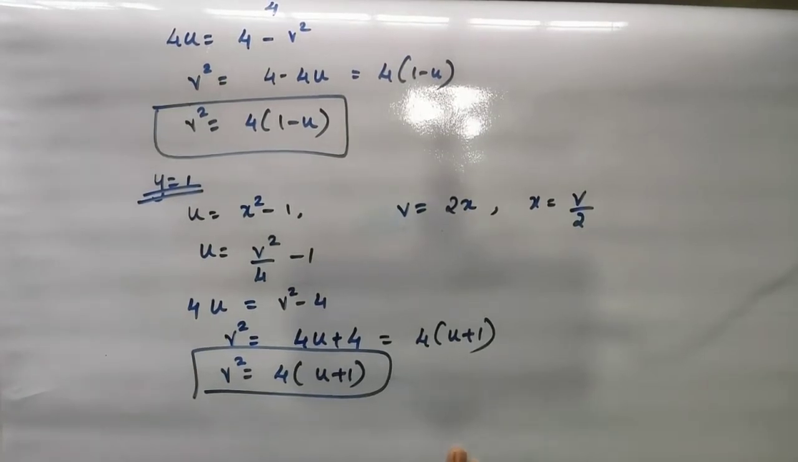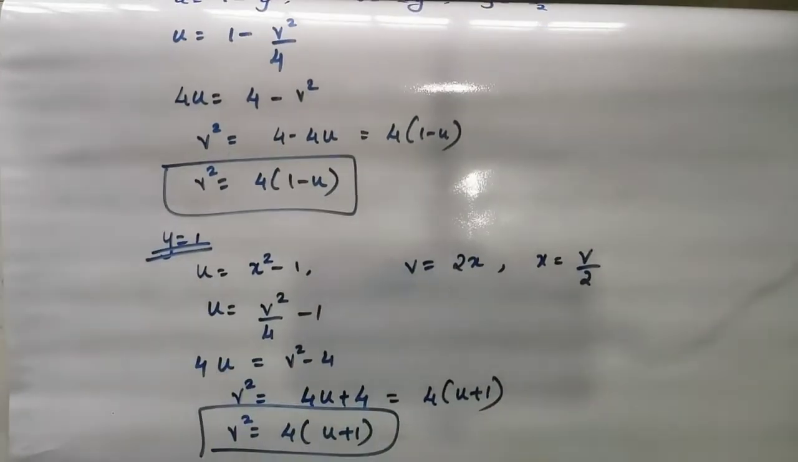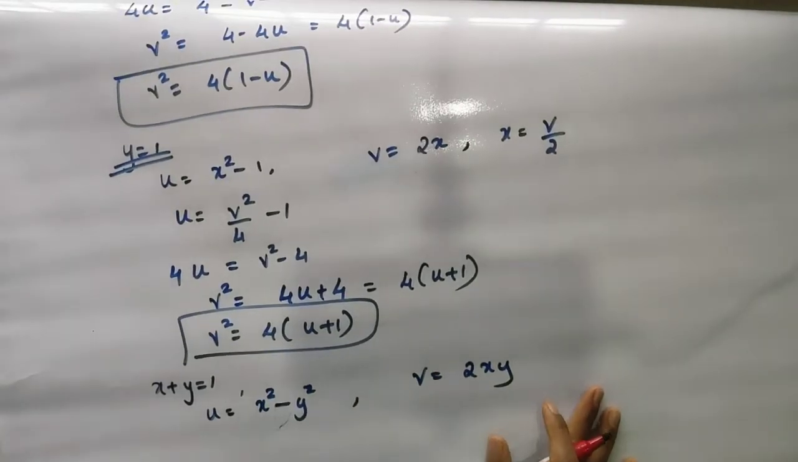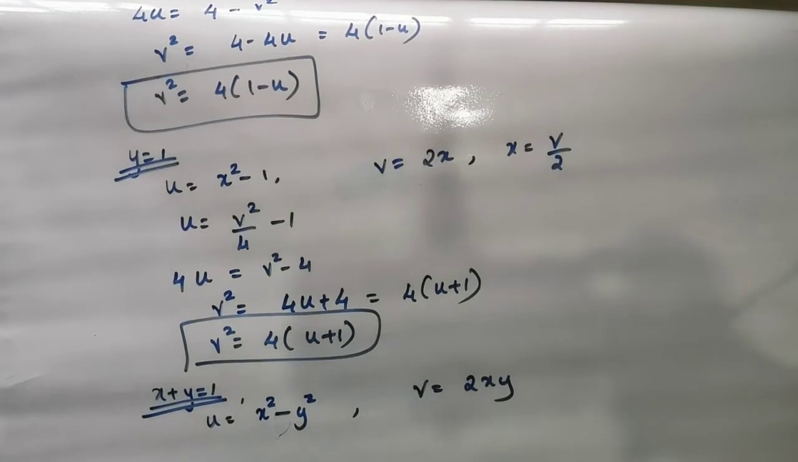Now let's continue with the last part. You have got the line x plus y equal to 1. If x plus y is equal to 1, you have u equal to x square minus y square, and v equal to 2xy. So we have to do certain substitutions here, that is x plus y equal to 1 for this. Let's do that. It's very simple.